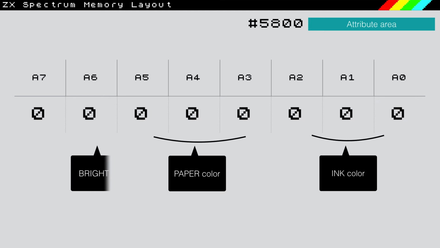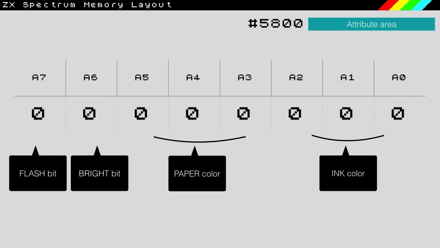The next bit is the bright bit, which means that the colors defined in the previous 6 bits will be a bit brighter. And the next one is the flash bit, which will make the paper and ink colors change around every couple of interrupts.